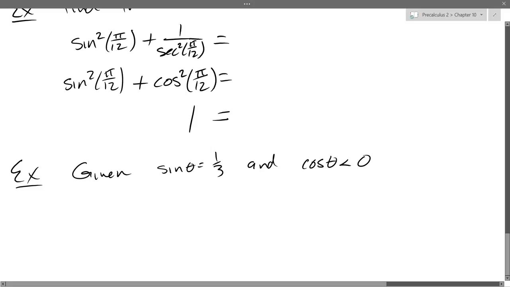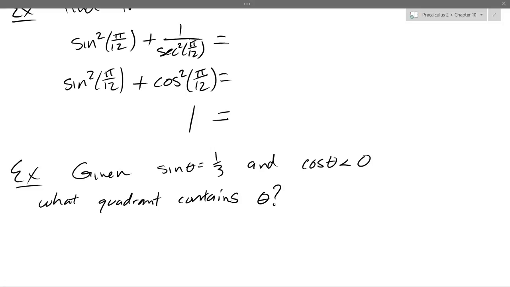So we want to know what quadrant is theta in? What quadrant is theta in? That ends in a preposition. What quadrant contains theta? And then find some exact values. We already know sine, it was given, so let's find cosine and tangent.